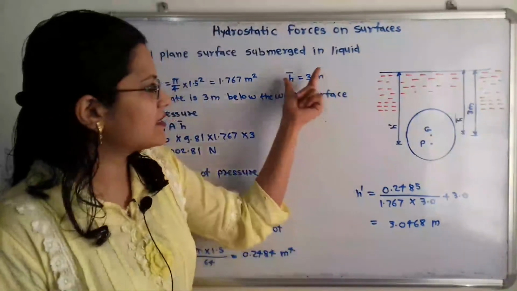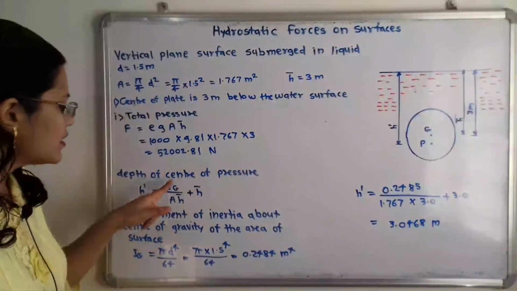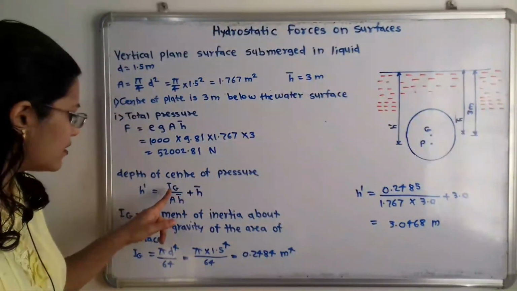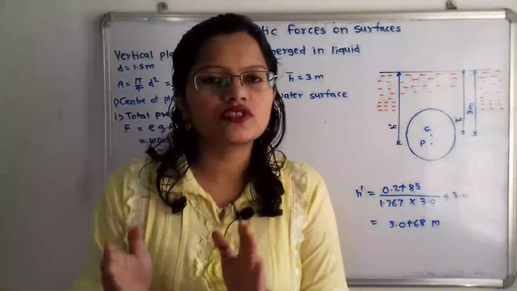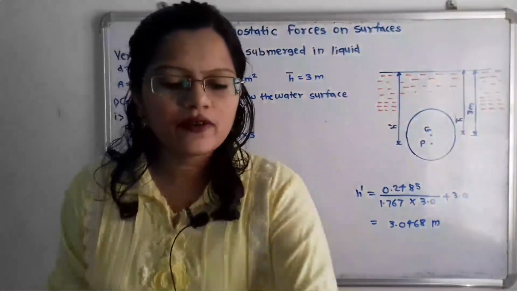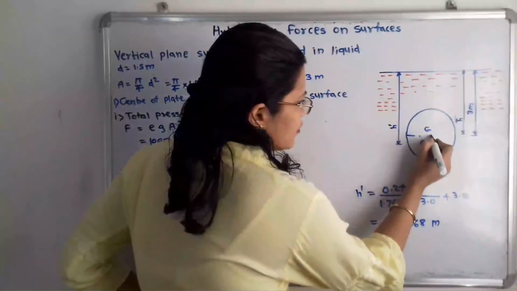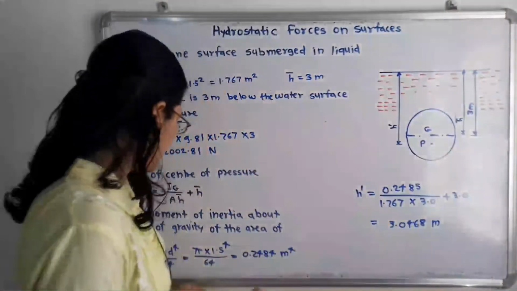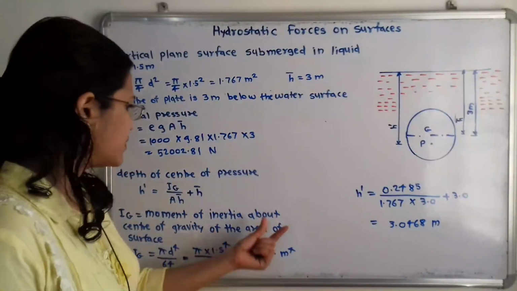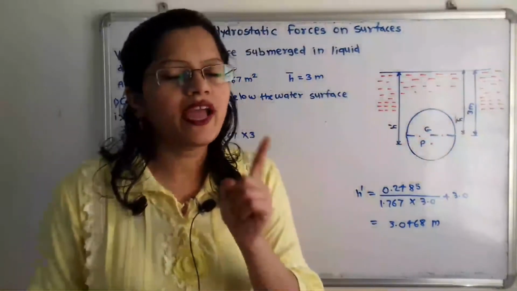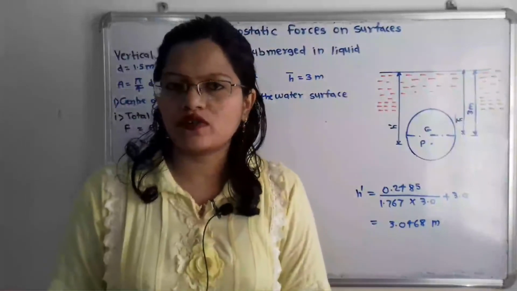Now this h bar is already given. A means area, which we have already calculated. Now the only term remaining is Ig. What is the meaning of Ig? G is used for gravity. Here there is an axis passing through the center of gravity that we have to take. Ig means moment of inertia about the center of gravity of the area of the surface. So we have to take the moment of inertia about the axis passing through the center of gravity.